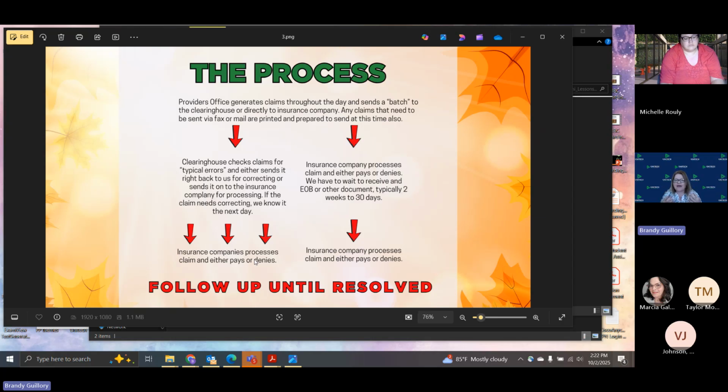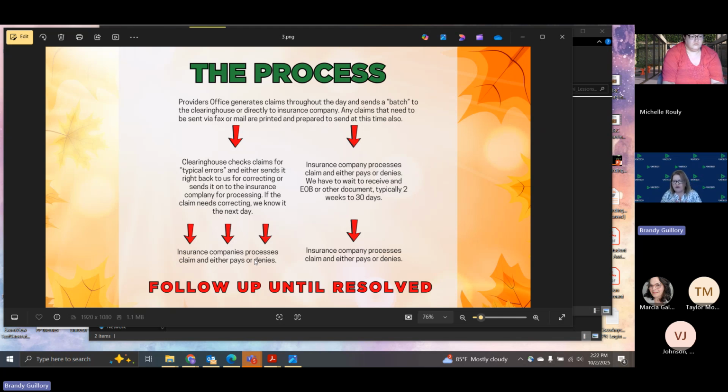All right. And then once the insurance companies get them, we are going to follow up on that claim until it is resolved. And I say resolved instead of paid because they don't always pay. Sometimes we end up having to bill the patient. Sometimes we end up having to adjust off or write off some stuff, right, for allowances.